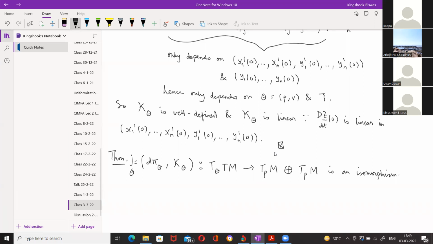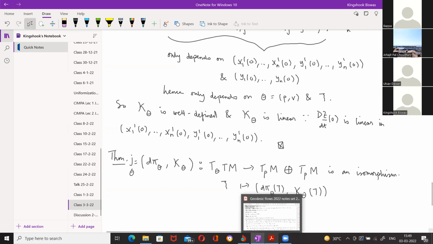Okay, so now we can come to the notes, having motivated this. So basically this map, xi maps to d pi theta xi, k theta xi. So this is proved in the note. So let's move to the notes, and maybe we won't finish today, but let's do part of this.